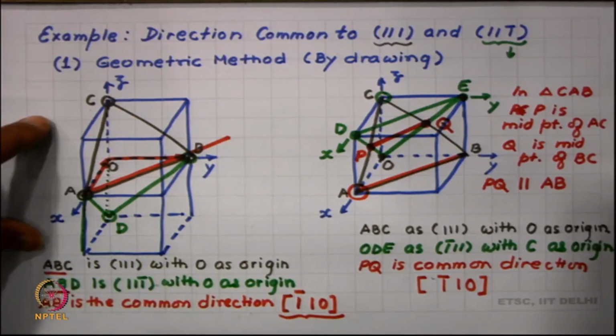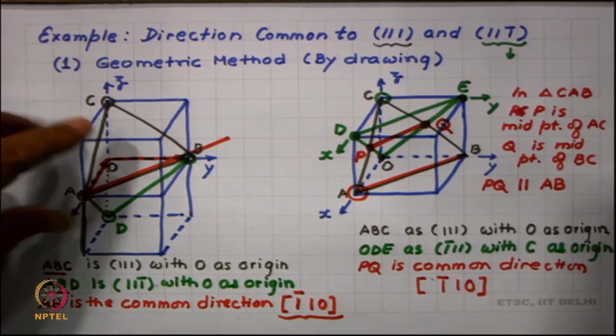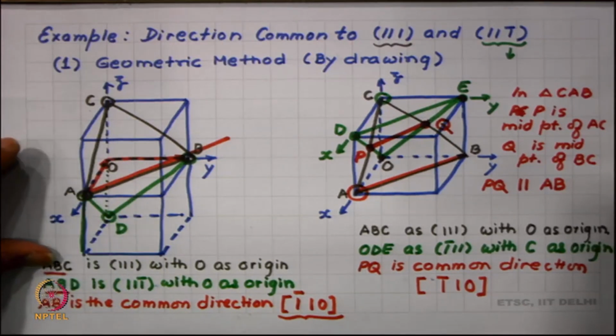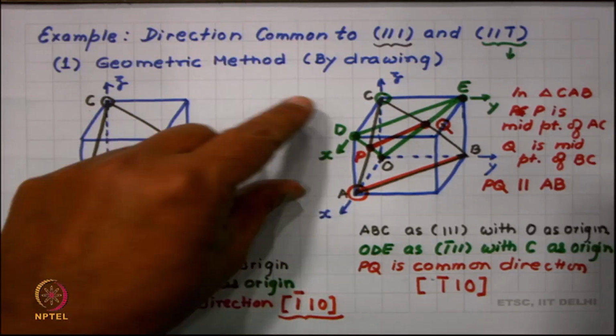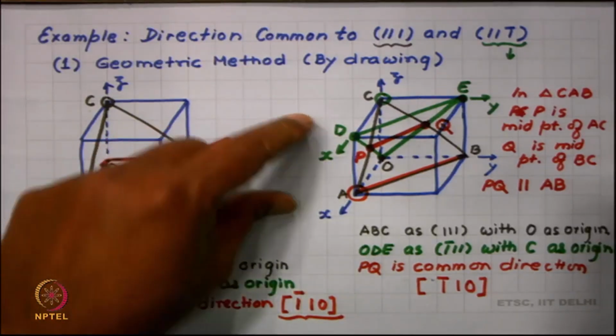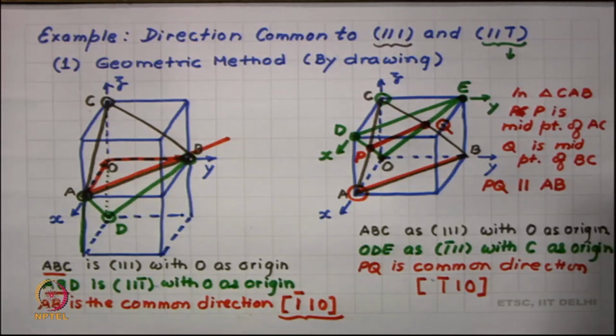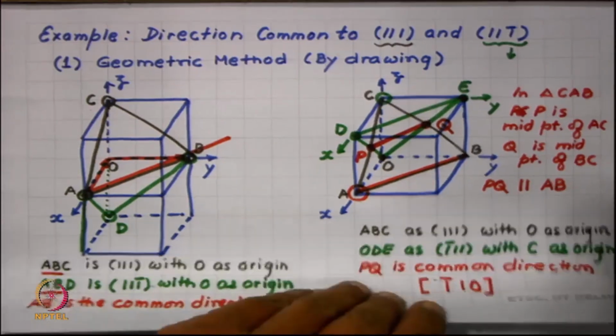In the first case, in the left case, I have drawn the two planes in different unit cells with a common direction. Now, I have drawn both the planes in the same unit cell, and I have drawn the common direction. The Miller indices come out to be the same. Now, to demonstrate the application of Weiss Zone law, we will do the same problem by Weiss Zone law.